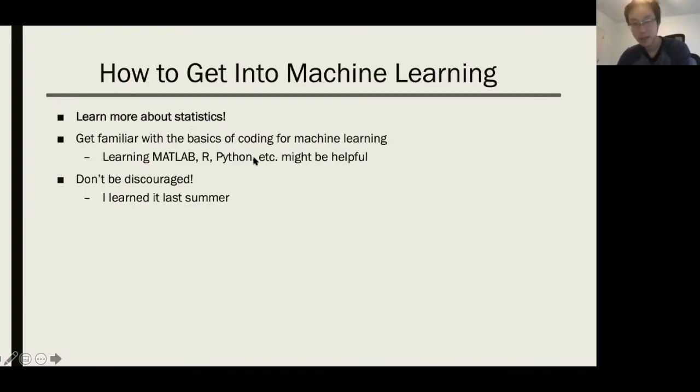It also helps to get familiar with the basics of coding. You're probably already caught up on that, since people are learning this more and more going forward. If you get familiar with coding, you're obviously going to learn more about the packages and statistical programs that are really good for machine learning projects, like R or MATLAB or Python.